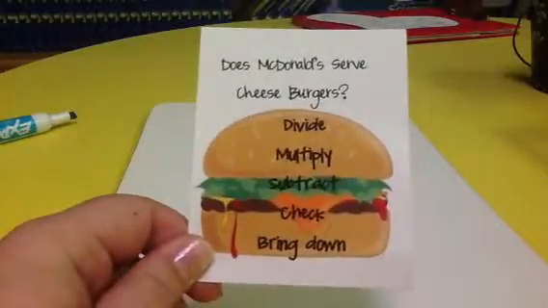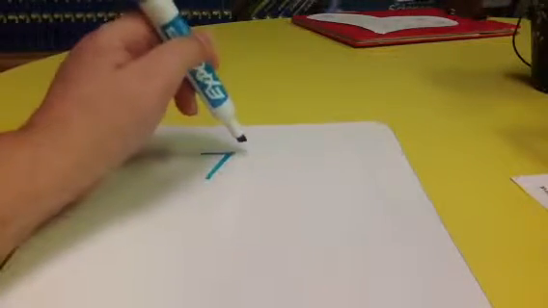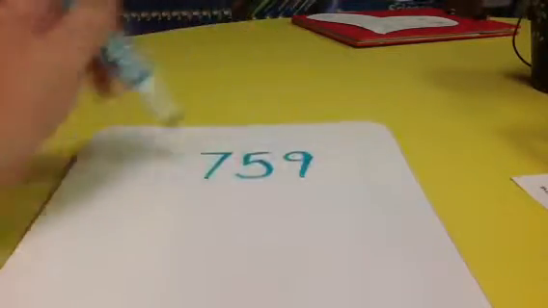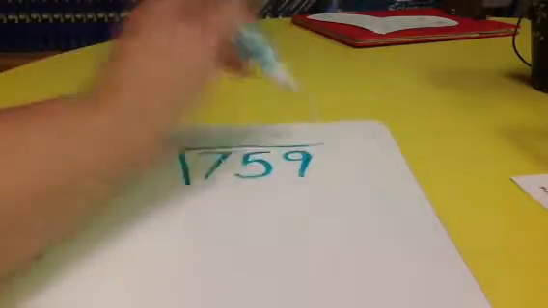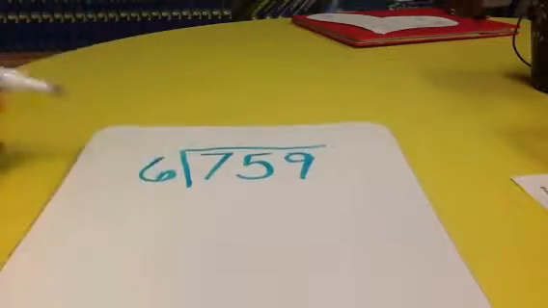However, we use this for the standard algorithm, and I'm here to show you the partial quotient, so we don't need that right now. So I'm just going to go ahead and make up a problem here. Let's try 759 divided by 6. Okay?